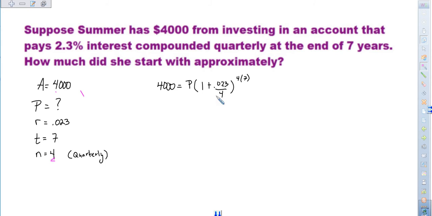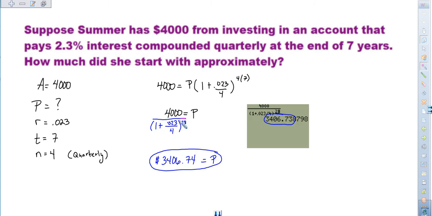This one is one of my favorite ones to do because it's the easiest. You can solve this in one step. Since P is what we're looking for, and it's being multiplied by all of this, all we have to do is divide by all of that. So you'll just take this, and I go ahead and multiply that out to get the 28. But really, all you have to do is 4,000 divided by all of that.